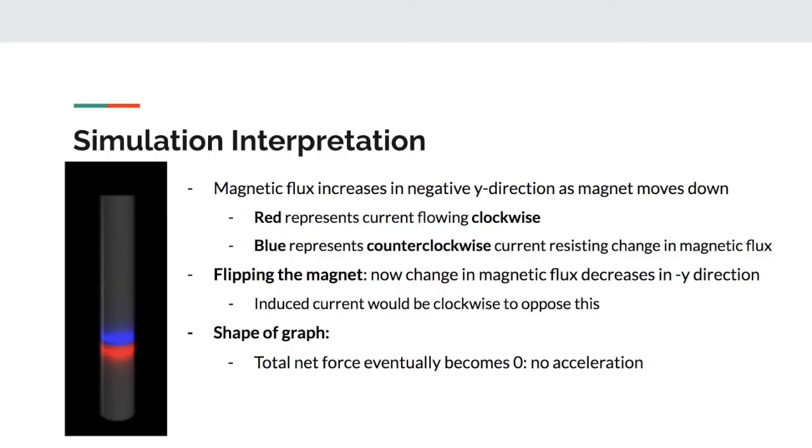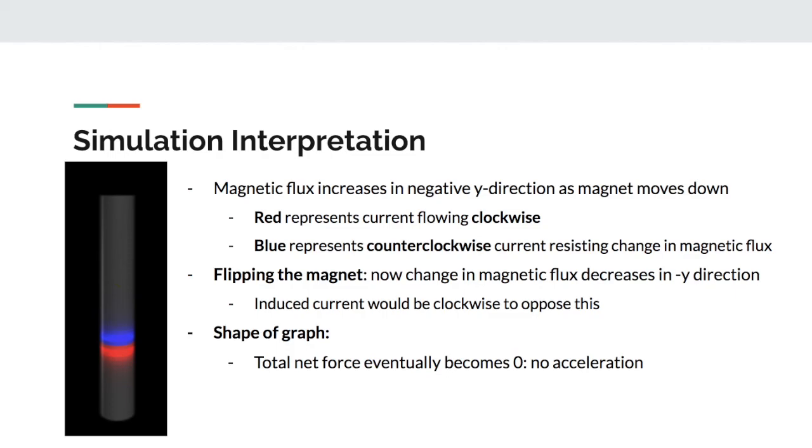As the bar magnet falls, the magnetic flux increases in the negative y direction. So that means in the picture shown on the left, the red represents the clockwise current, while the blue represents the counterclockwise current that is resisting this change in magnetic flux. If we flip the magnet, then the induced current would be clockwise instead because the change in magnetic flux would decrease in the y direction and it would want to oppose this.